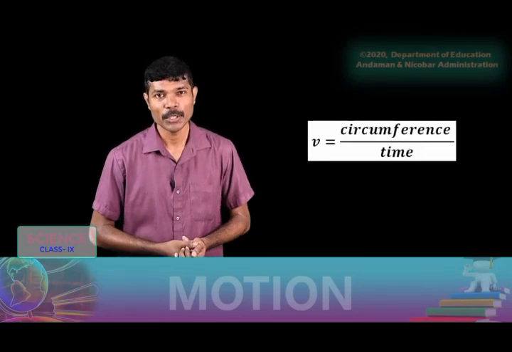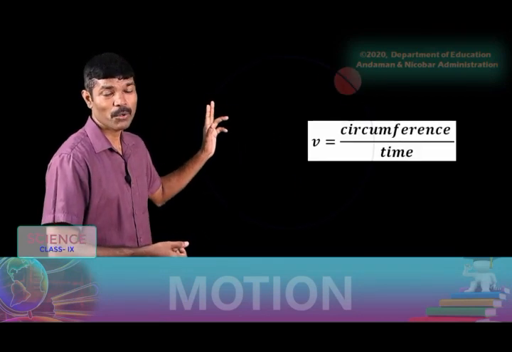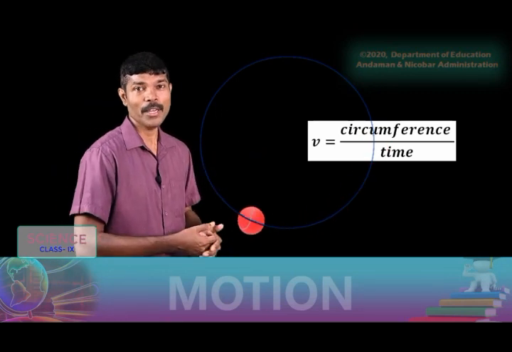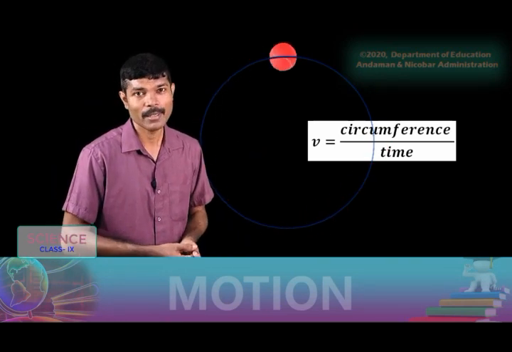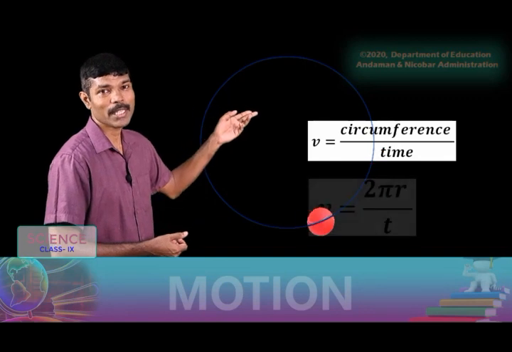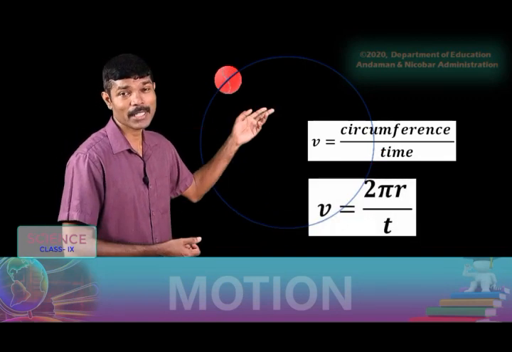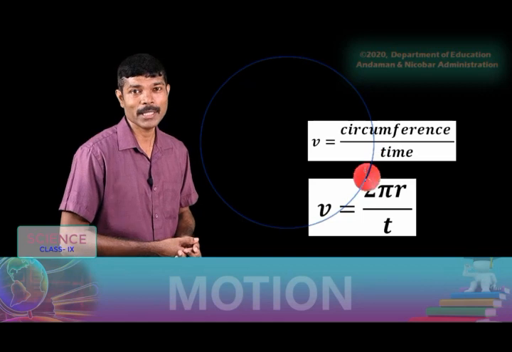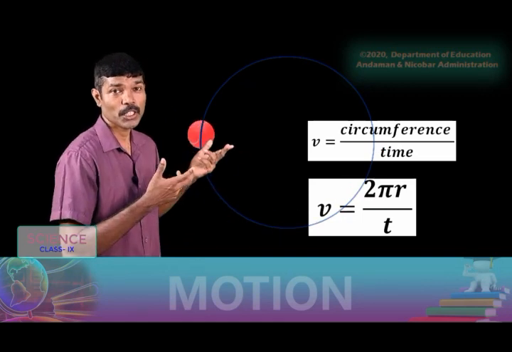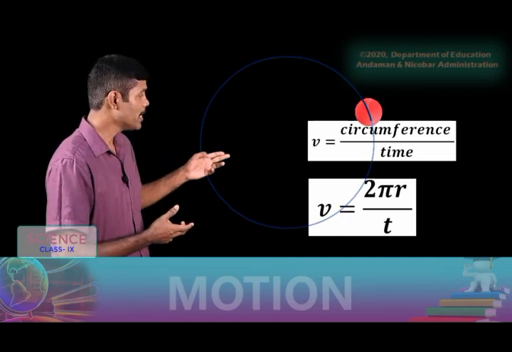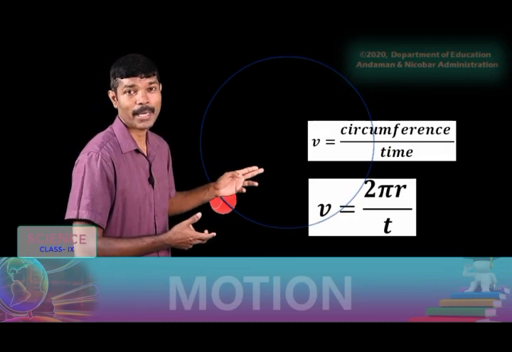As we learned in the previous episodes, speed can be found by knowing the total distance travelled by the object divided by time. So when an object is moving in a uniform circular motion, the speed is equal to the total distance divided by time. Here the distance of a circular path is the circumference. So the speed can be written as speed equals circumference divided by time.